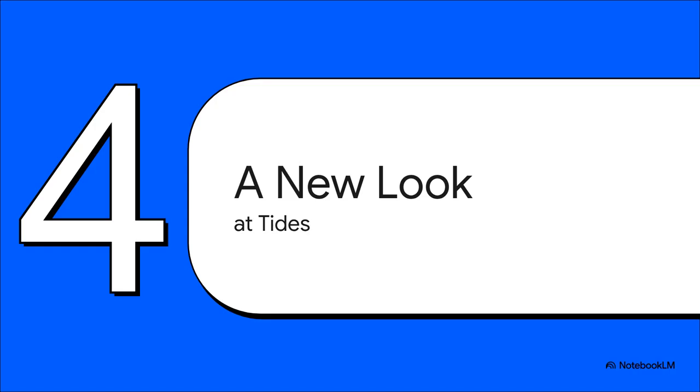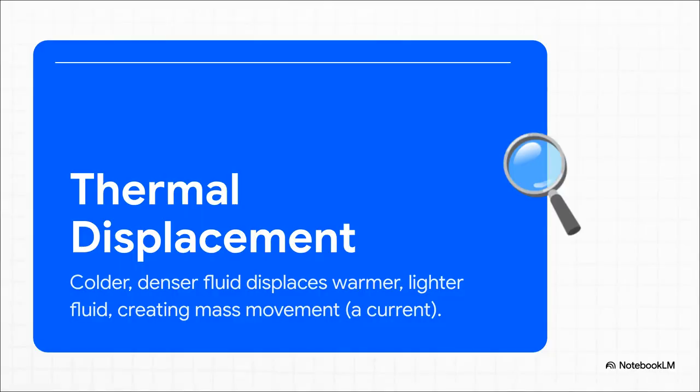So let's put this all together. This gives us a completely new way to look at the daily rhythm of the tides. We're not throwing out the old ideas. We're adding a powerful new force to the mix. And there's a name for this. It's called thermal displacement, and it's the exact same principle we saw with the wind, just in water. Colder, heavier stuff sinks because of gravity, and it literally shoves the warmer, lighter stuff out of the way. It's a simple mechanical push, happening on a planetary scale.